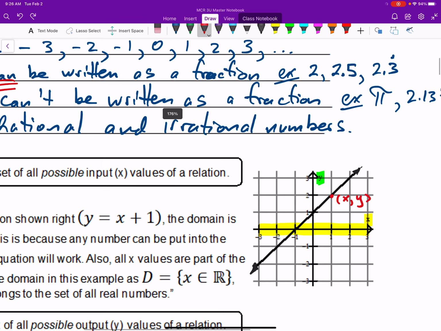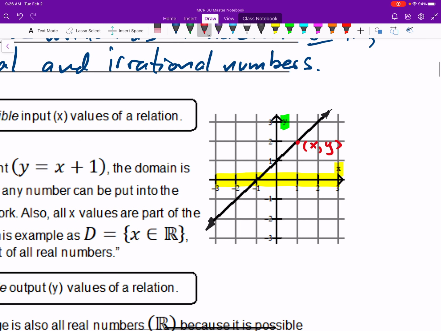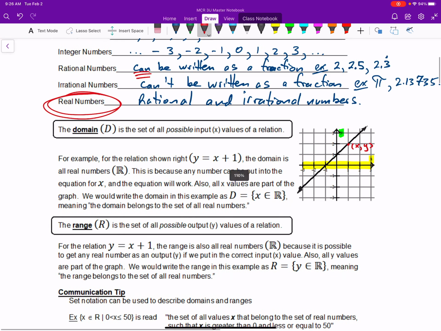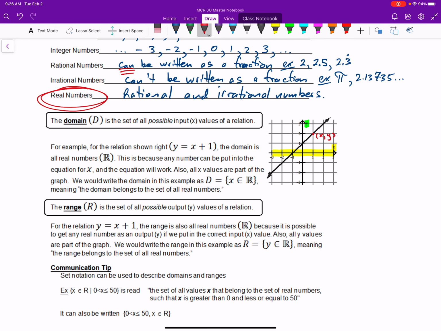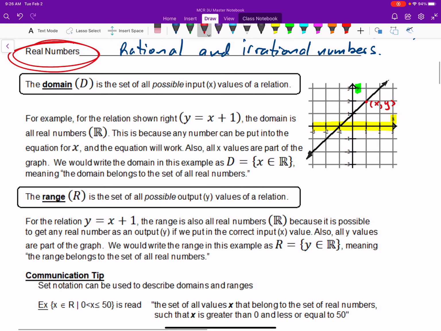Well, what do I represent by any number? I use real numbers to represent any number because they're all rational, all irrational together. So in this case, since this graph can go all the way to positive infinity and negative infinity and anything in between on the x-axis, we'd say the domain is all real numbers. And that's what this paragraph here is talking about.